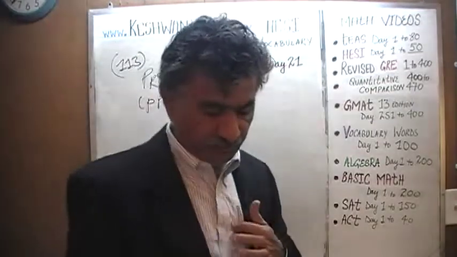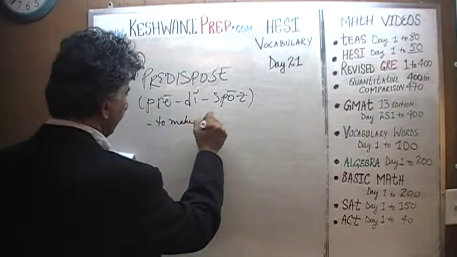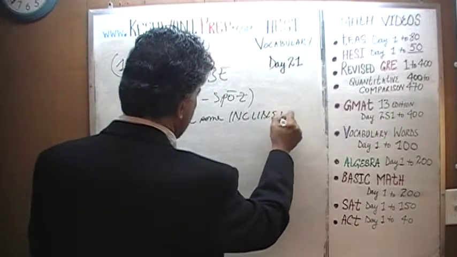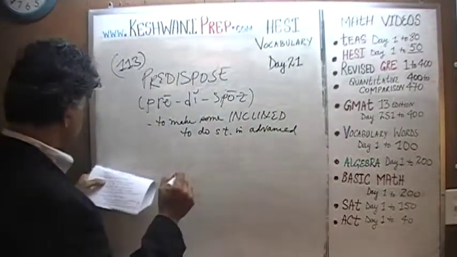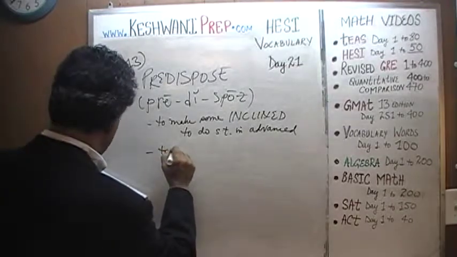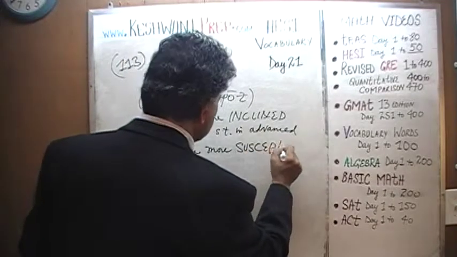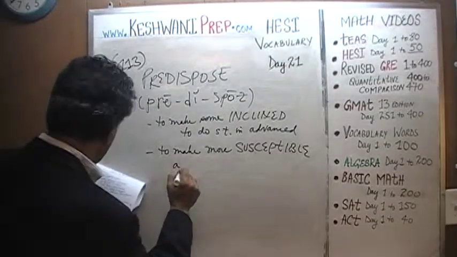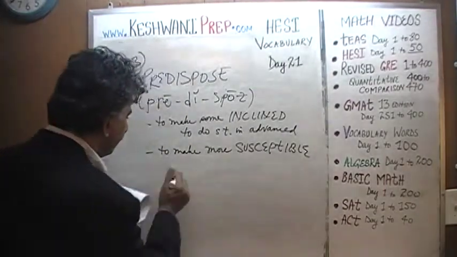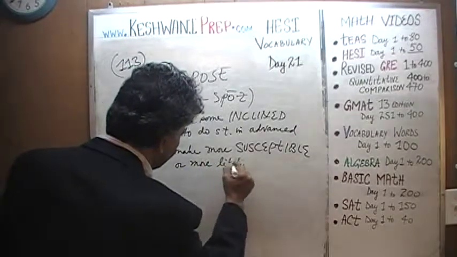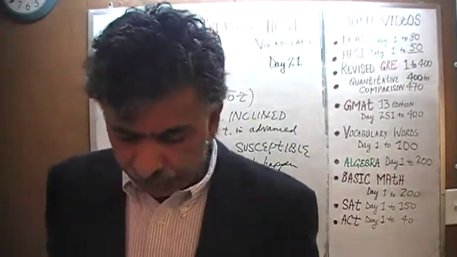Predisposed. If you're predisposed, that simply means that you are inclined to do something. To make someone inclined to do something in advance, to make someone or something more susceptible or more likely to happen. And if that's the case, you say that you were predisposed to it.